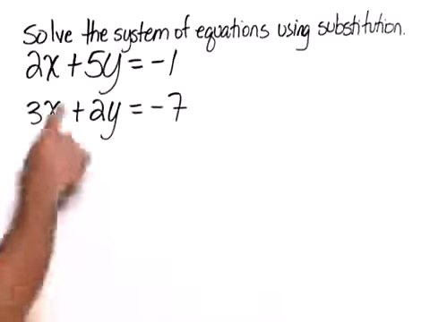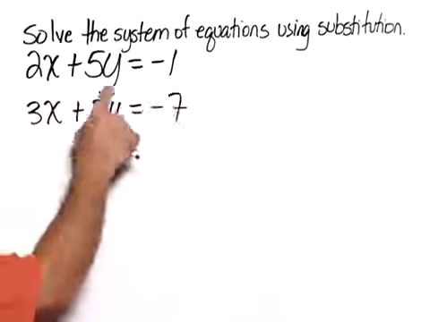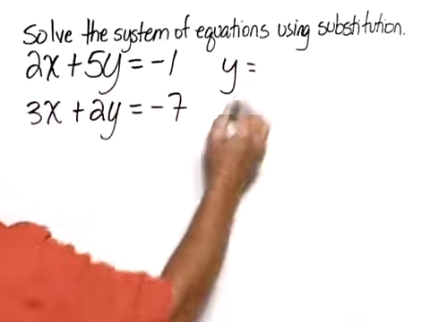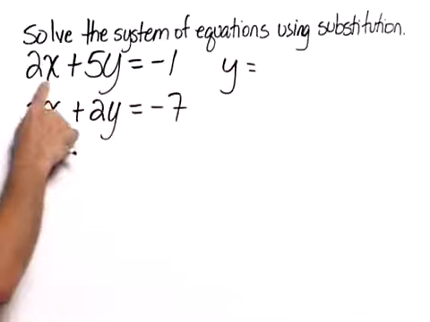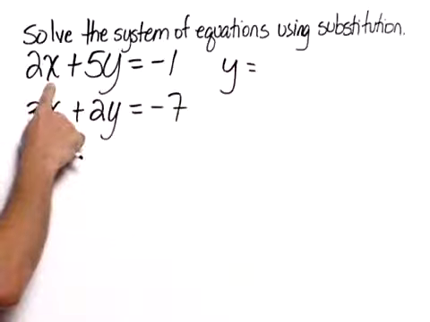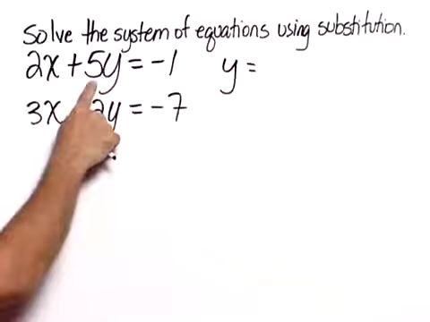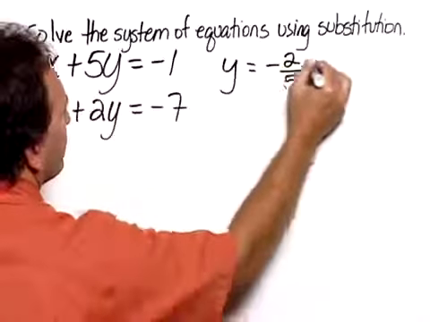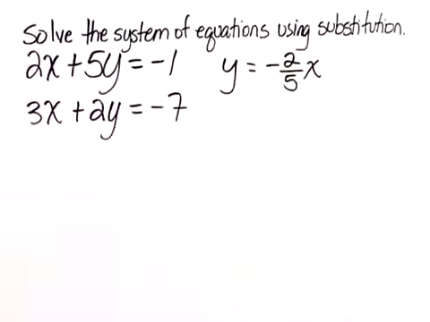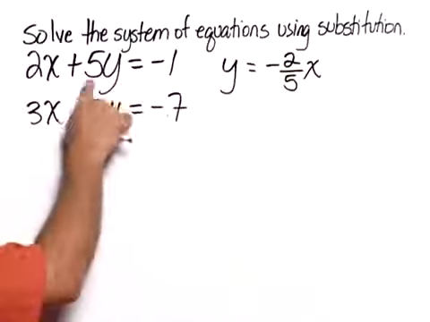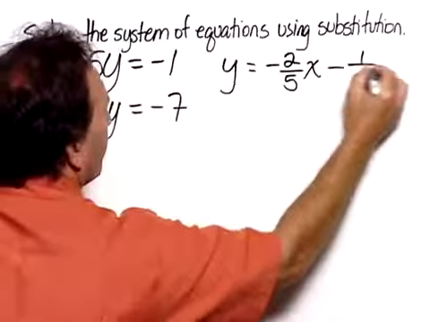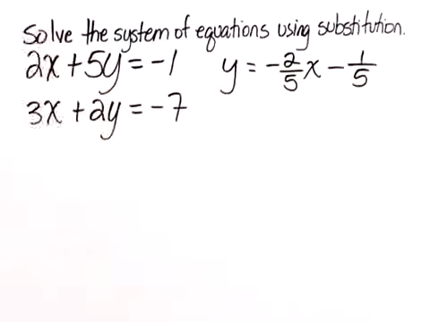So we will take equation number 1 and solve it for y. So we'll end up with y equals. In this case, we need to subtract 2x from both sides, and we need to divide by positive 5. So that will give us y equals negative 2/5 x, and then minus 1 divided by a positive 5 is minus 1/5.